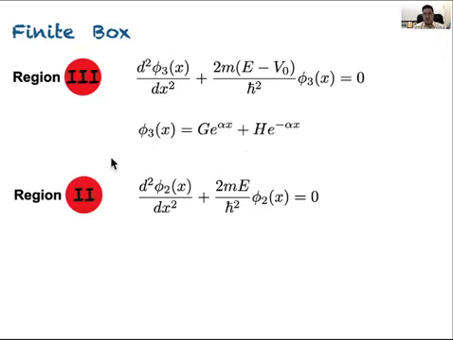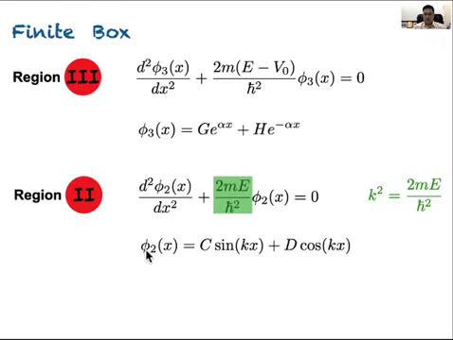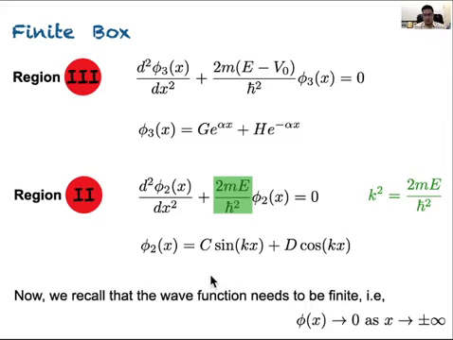And for region 2, there is no V naught, so this is the equation that we have written, and the general solution can be written in terms of k, where k squared is 2mE over h cross squared. The general solution is written as phi 2 of x equal to c times sine kx plus d times cosine kx. So these are the three wave functions we have got: phi 1, phi 2, phi 3. And now we have to find out what these 6 coefficients are.